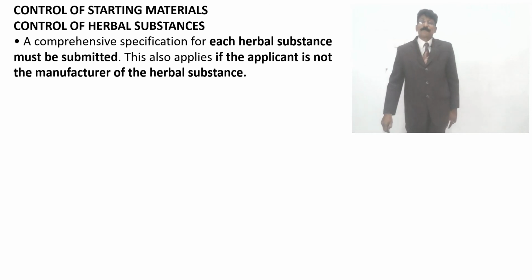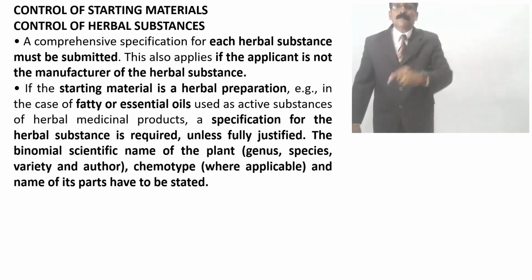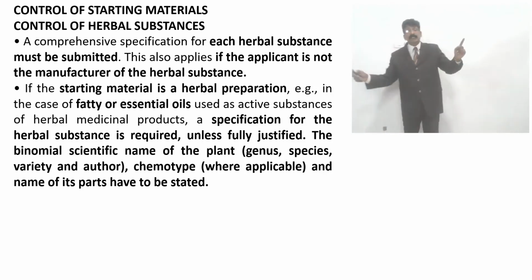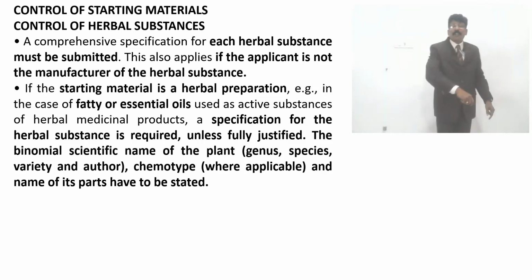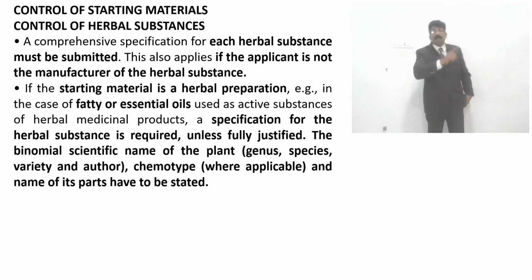So in control of starting material, the first one is control of herbal substance. A comprehensive specification for each herbal substance must be submitted. This also applies if the applicant is not the manufacturer of the herbal substance. If the starting material is a herbal preparation, for example a fatty or an essential oil used as an active substance, the herbal substance specification is required unless fully justified.